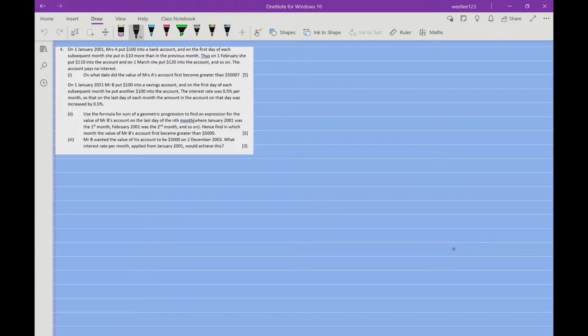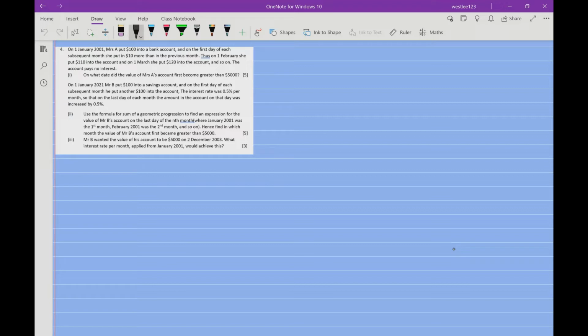Okay, so on 1st of January 2001, Mrs. A put $100 into the bank. And on the first day of each subsequent month, she put in $10 more than in the previous month. For example, on the 1st of Feb, she will put $110 into the account, and so forth. On what date did the value of her account first become more than $5,000?